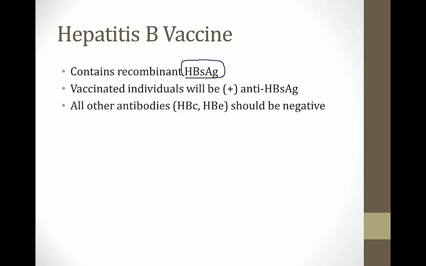So this is created by using culture techniques to take the genome for the surface antigen and make multiple copies of the protein. So you inject this into people to vaccinate them, and that means that vaccinated individuals will be positive for anti-Hep B surface antigen, but they will not have any presence of the surface antigen itself because they're not infected. They just have antibodies. All the other antibodies to other components of hepatitis B viruses, like the core and the E antigen, should all be negative because these people were never infected. They just had the protein for the surface antigen injected.